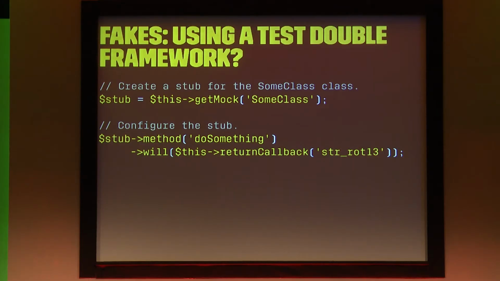And this is a bit of a strange one, but can you have a fake using a test double? Now, fakes have to have an implementation, they have to have logic. This is from PHPUnit's documentation. They're saying stub this class, and when they call doSomething, I want to return rot13 of the passed string. That's logic to me. It's not a stub. It is kind of a canned response for a finite number of values, but it's not very clear in the example.